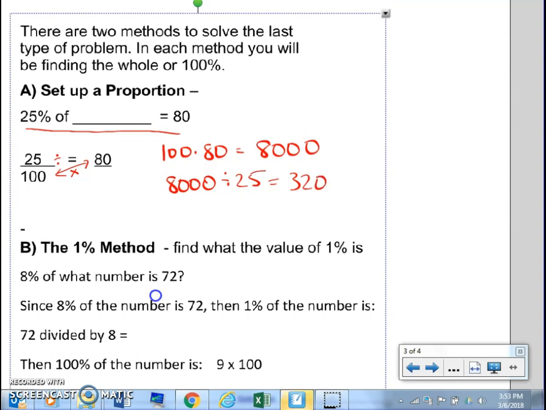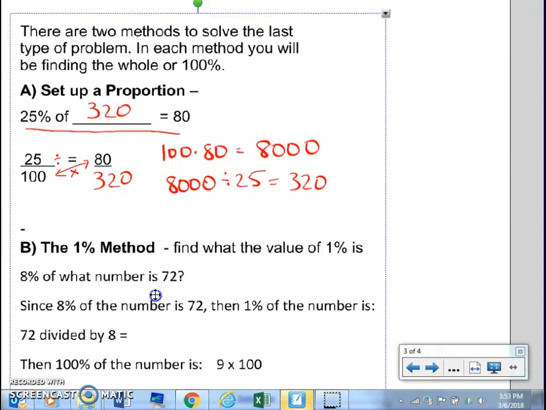So if I go back here, I can see my proportion is 25 over 100 is proportionate to 80 over 320. So my answer, 25% of 320, is 80. So let's take a further look down here. Now let's look at the 1% method.